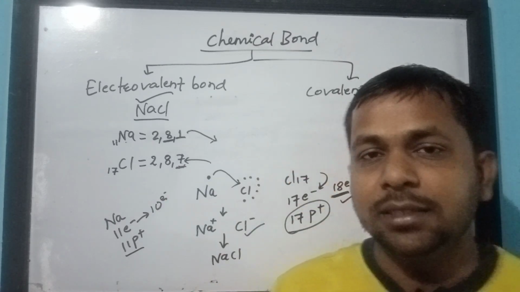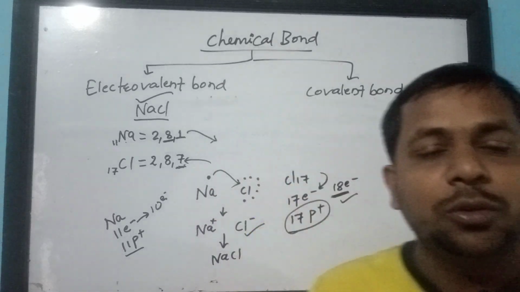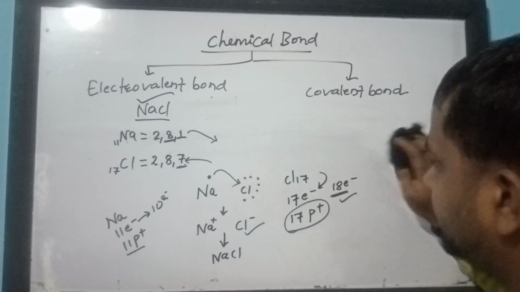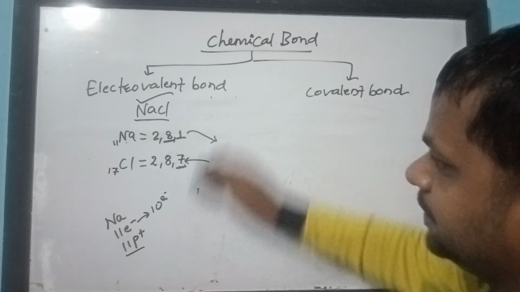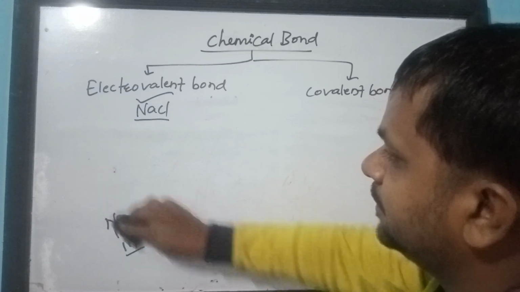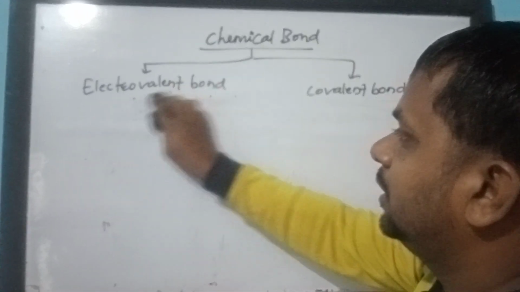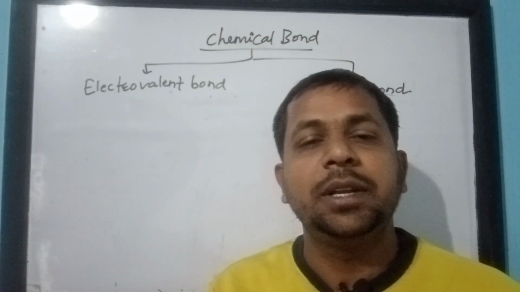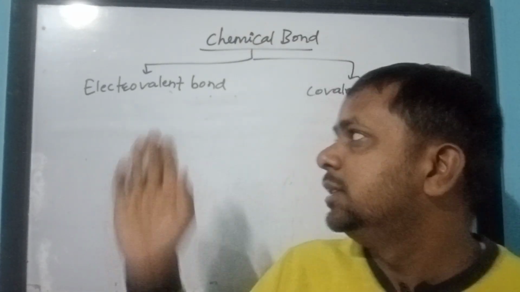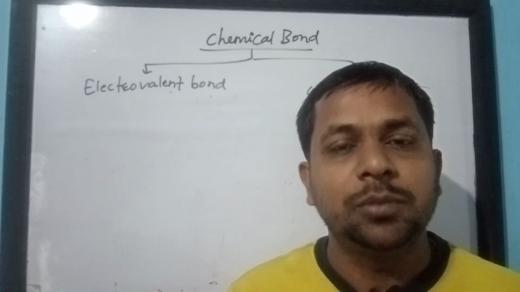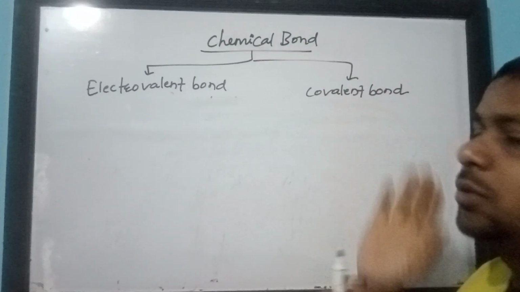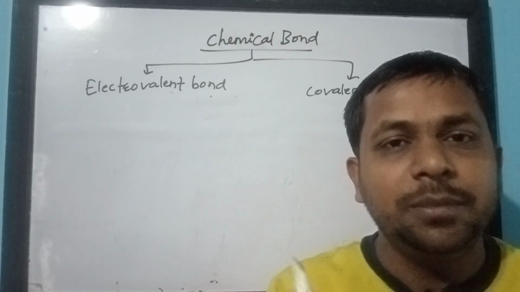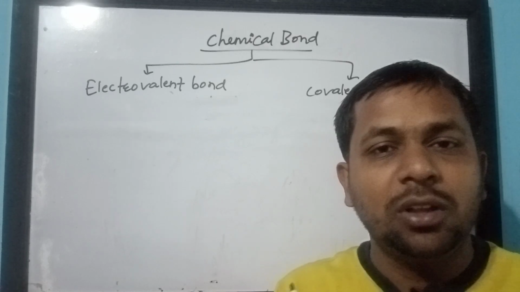Now let us talk about the concept of covalent bond. You can take a screenshot of this. Wherever there are metal and non-metal in a compound, there is presence of electrovalent bond. Let us talk about the covalent bond. We have seen this covalent bond is formed between the atoms of non-metals.